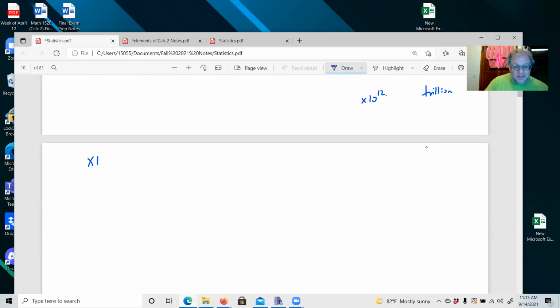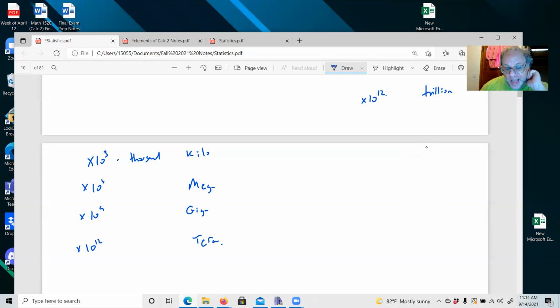Times 10 to the 3, this is 1,000. We use that for a K. Times 10 to the 6, that was million, we use M. Times 10 to the 9th, well, this is in metric, this is giga. This is mega. This is K, thousands, kilo. And times 10 to the 12th is tera.